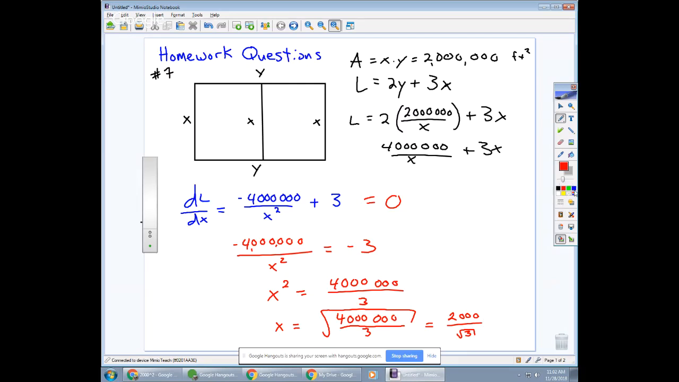So then y is 2 million over x. Or I could multiply by the reciprocal of x. So then y would be 2 million times the reciprocal of x, which would be the square root of 3 over 2,000. And that cleans up a little bit, right? Some zeros go away. 2 goes into 2 once. So I get 1,000 square root of 3 for y.